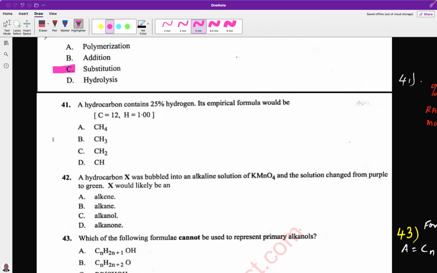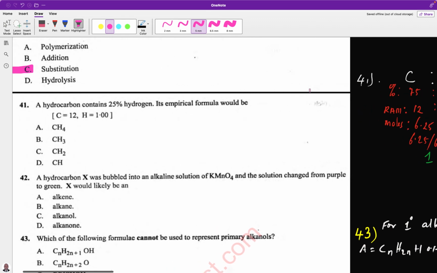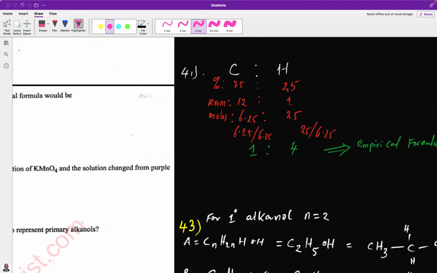Number 41. A hydrocarbon contains 25% hydrogen. Its empirical formula would be, it is a hydrocarbon, so it contains hydrogen and carbon. In order to calculate the empirical formula, the first thing we note is that carbon and hydrogen are involved. We are told it contains 25% hydrogen. Then the rest of the percentage, 75%, will be what?